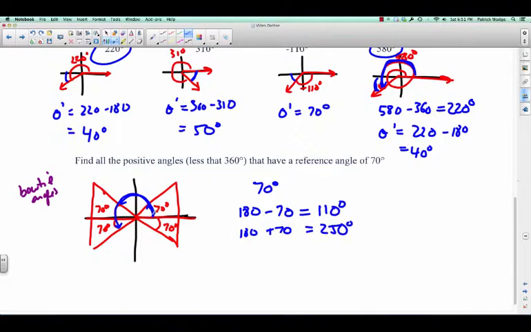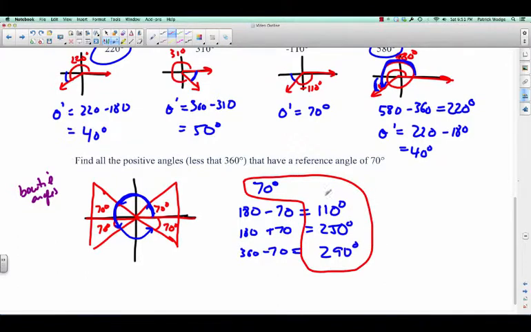And the last one, the fourth quadrant, all the way around to here, how much is that angle right there? Well, it's not all the way around, which would be 360. How much less is it? It's 70 less than that. 360 minus 70 is 290 degrees. So all of these four angles have a reference angle of 70 degrees.